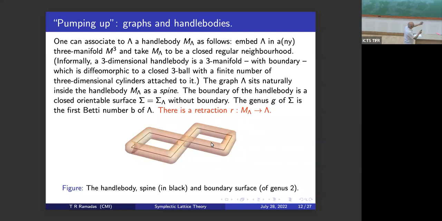The three-manifold is the body of this thing, and its boundary is a surface sigma, which depends on lambda. Now the genus of that surface is actually the Betti number of lambda. In this case, the genus is 2. So this picture is what you should keep in mind.